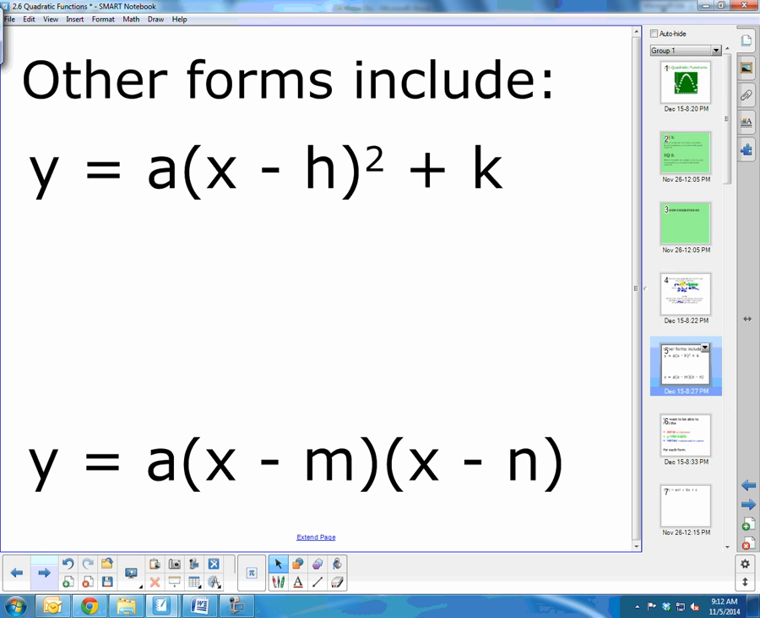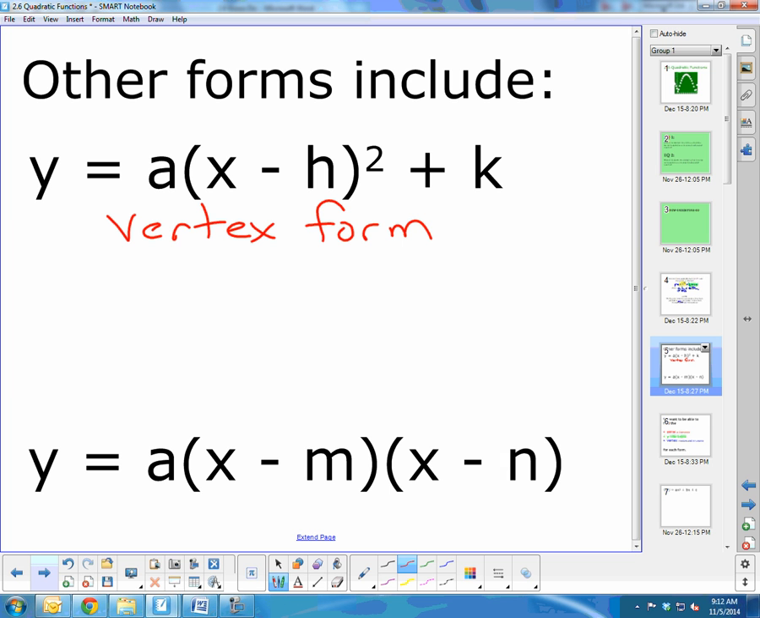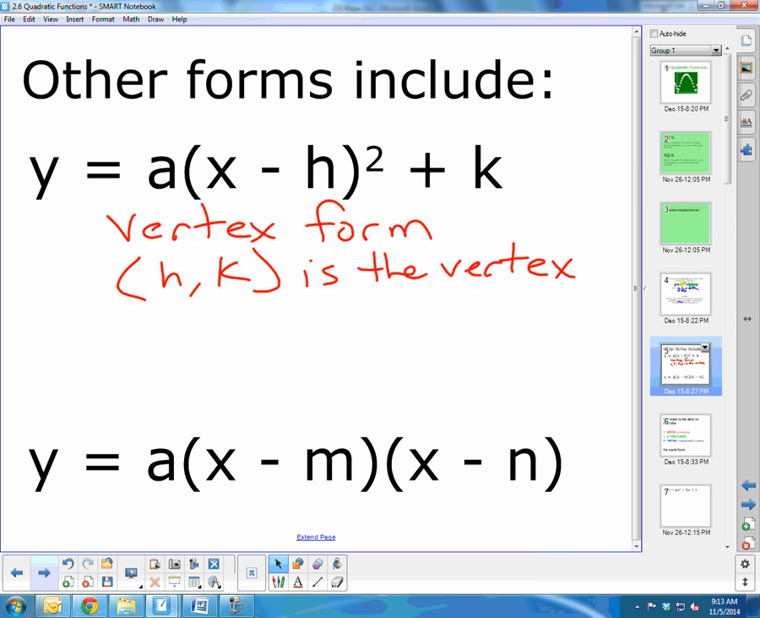Now, as far as some forms go, we have y equals a times (x minus h) squared plus k. In most cases, this is called vertex form. And it's called vertex form because the point (h, k) is the vertex of the parabola. And this form you probably saw in Algebra 2. Probably didn't use it too much.